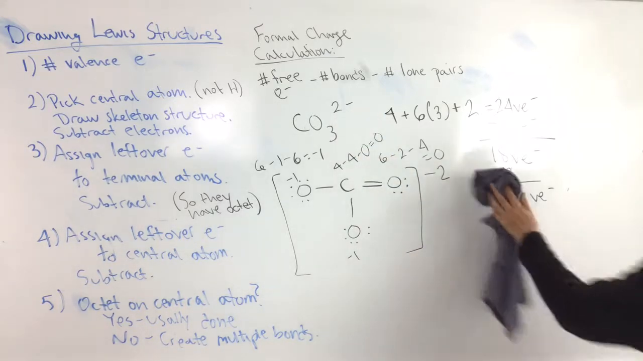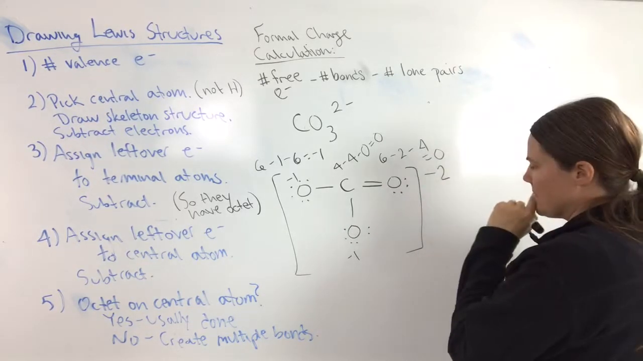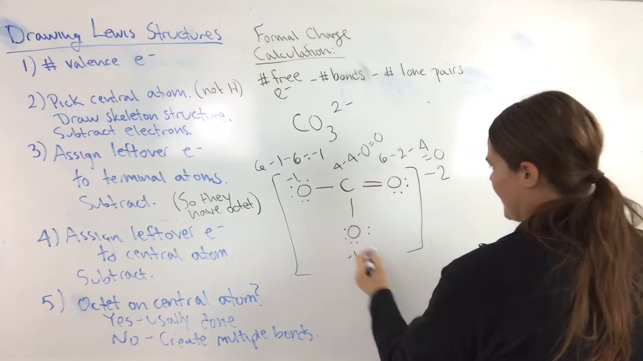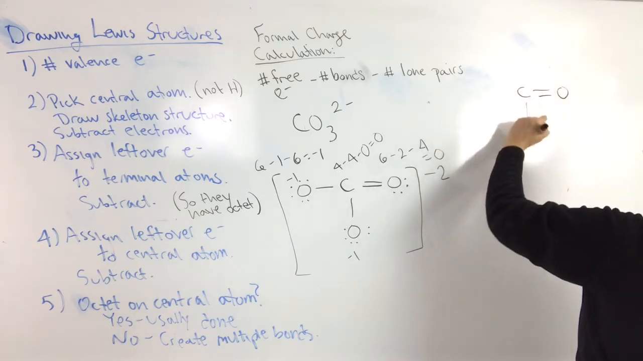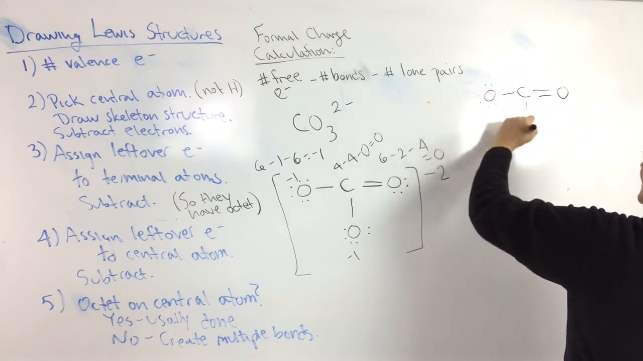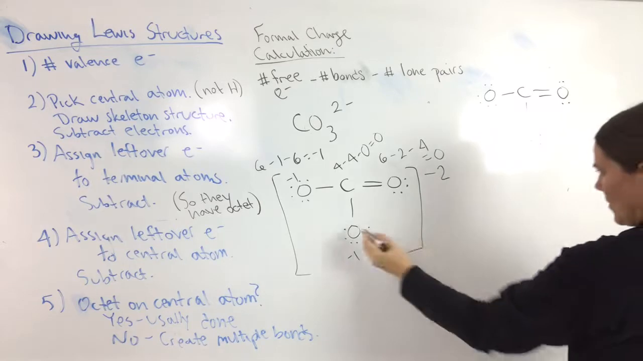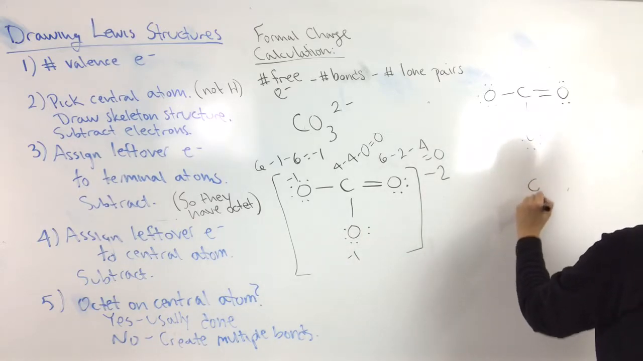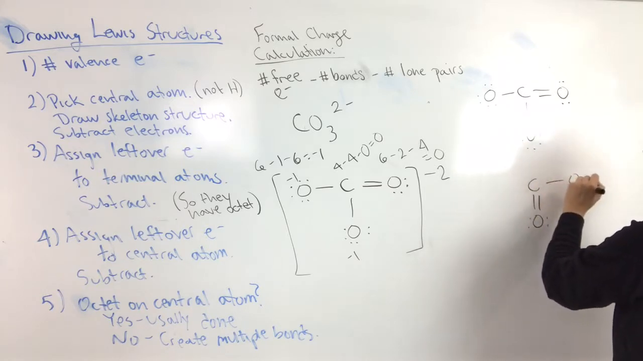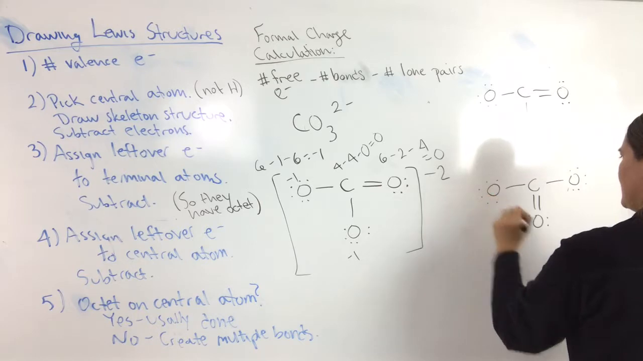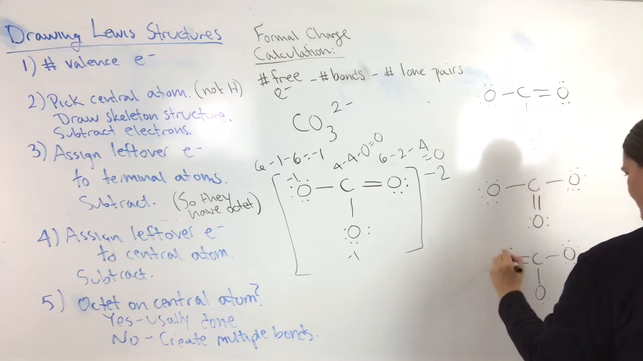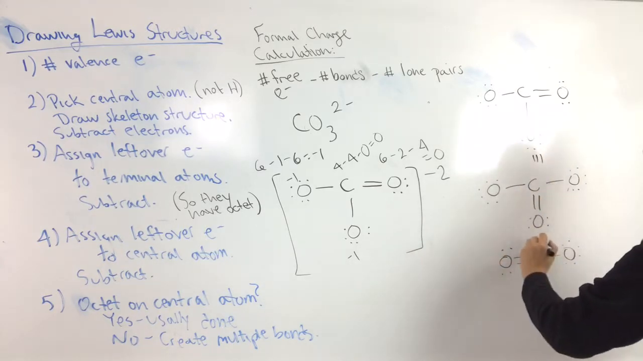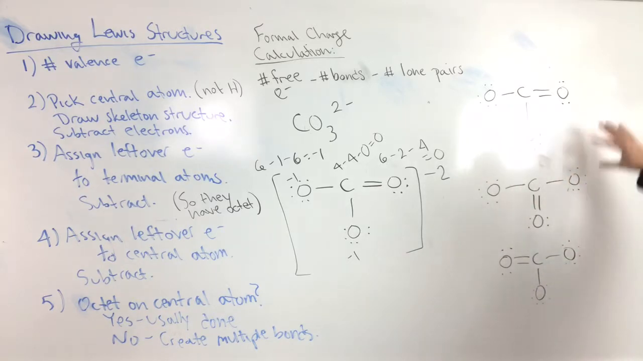So now let's erase this real quick. If we look at this, you'll notice that this can actually have 3 different structures. We could have the one that we drew, which is this. Or we could have the double bond here, so then we could have this structure. Or we could have the double bond here, so we could have this structure. All of these structures are equivalent to each other.